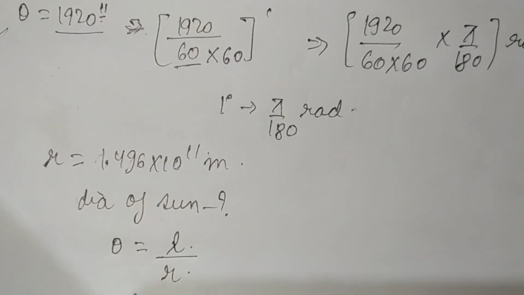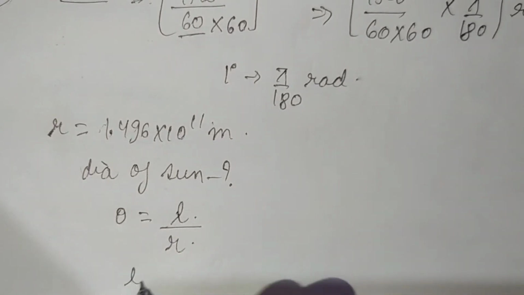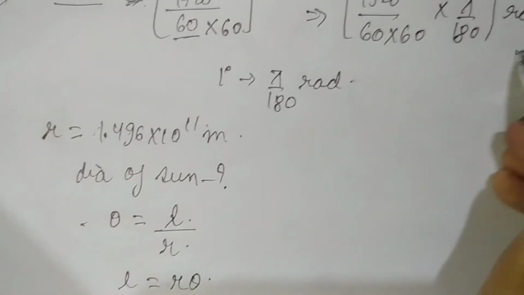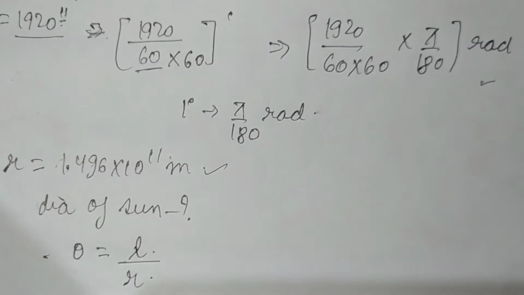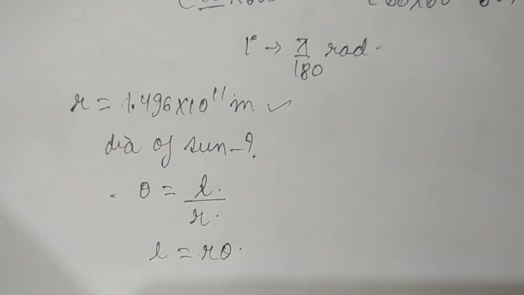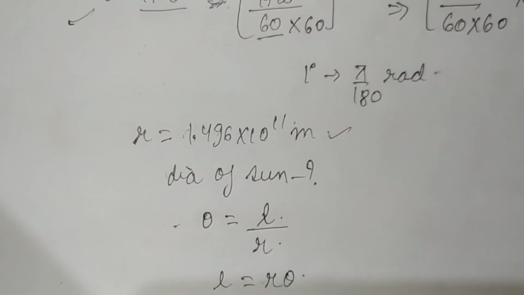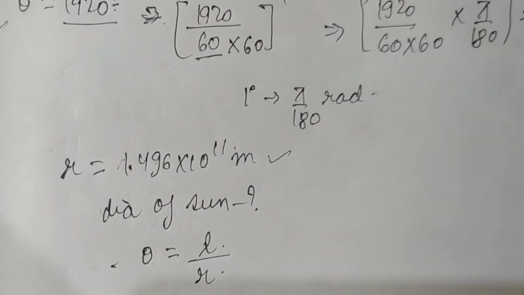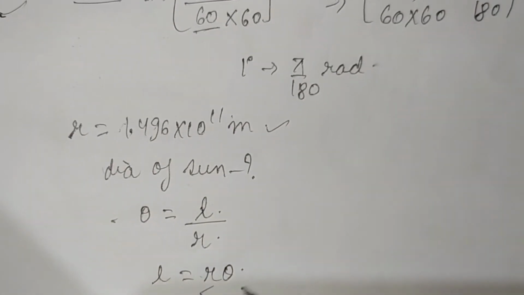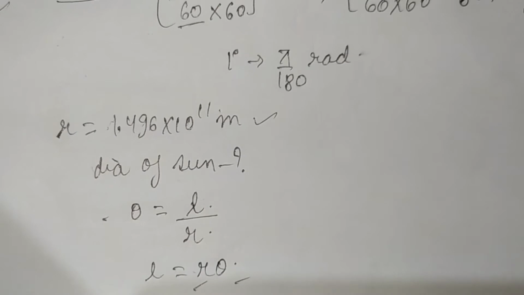From here we can easily find the value of L. L is equal to r into theta. Theta we have found in radians, and r we are given in meters. All the units are the units in which we have to find the result. So we can put the values easily and find out the result. That is very easy. You can proceed with the calculations.